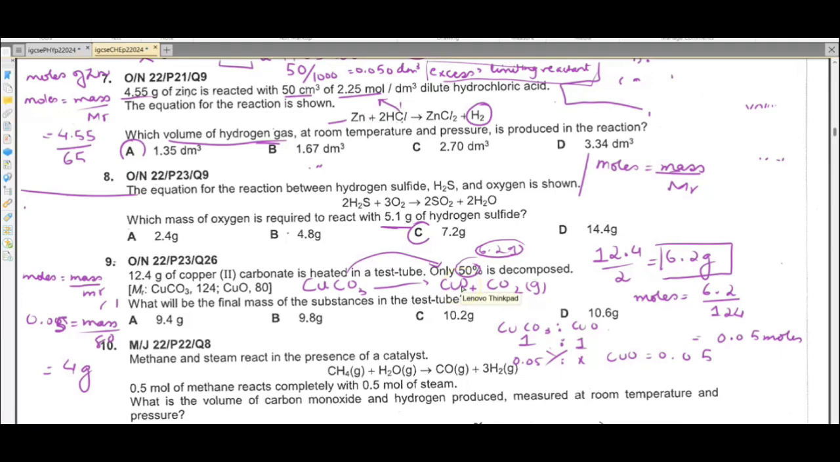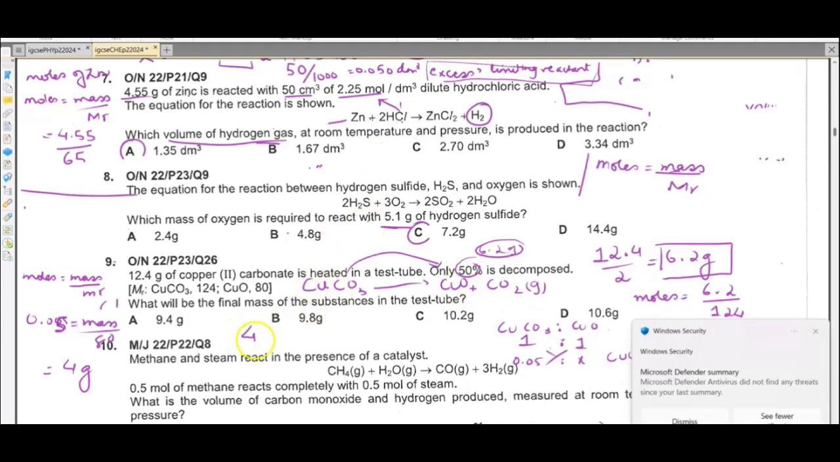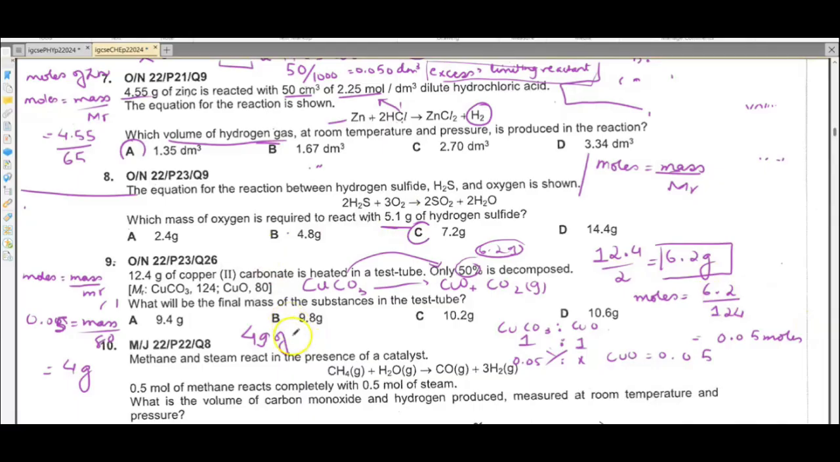So what is going to be remaining in the test tube is going to be 4 grams of CuO and 6.2 grams of CuCO3. So this is going to give us 10.2 grams. 10.2 grams is the final mass of the substance that is left in the test tube.